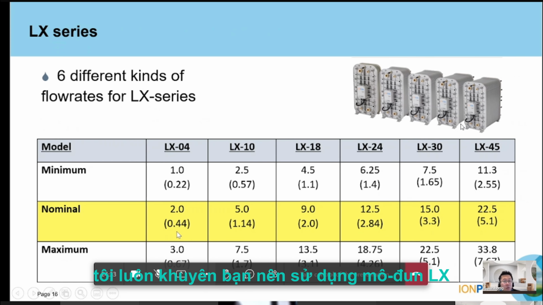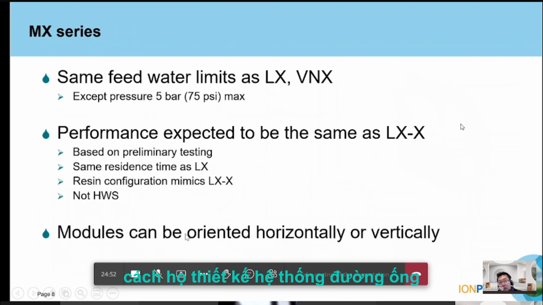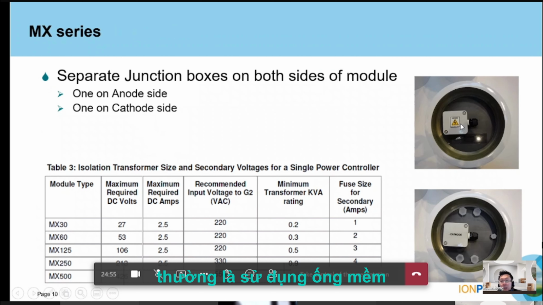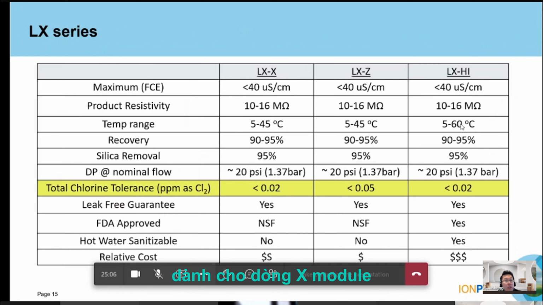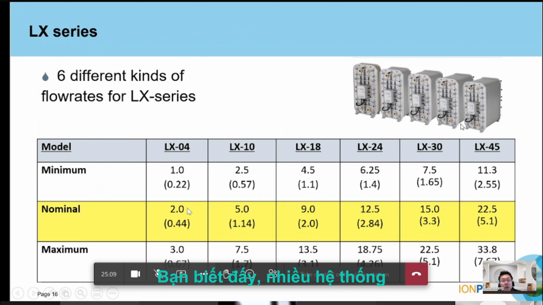If you have flow rates in this range, I always suggest you use the LX module, because in terms of piping it's much easier for design and installation. For the MX module, the piping generally runs through tubing, so it may be more complicated if you have to use stainless steel tubing or flexible tubing. For the LX module, as I've shown you in the pictures, a lot of them use hard piping.